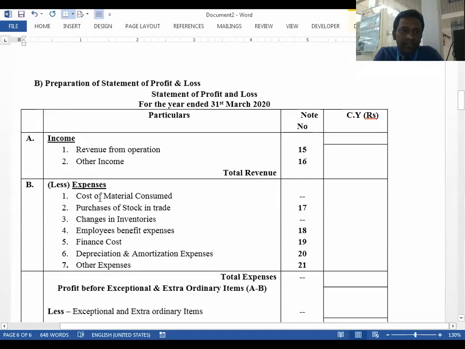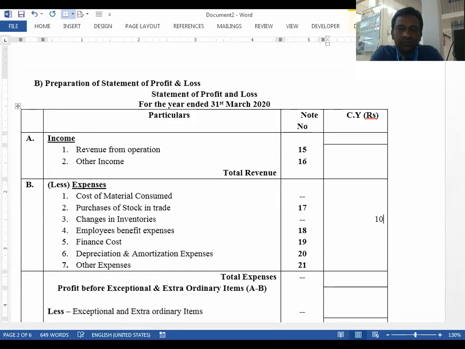There is a separate heading, change in inventories. We just transfer it here, 10,000, and it is a plus balance because we have opening stock of rupees 70,000 and only 60,000 is closing stock. So 70,000 minus 60,000 is plus 10,000. In the last problem, opening stock is less than closing stock. That's why we have a negative balance there. So we write the minus balance there while transferring to the profit and loss account.